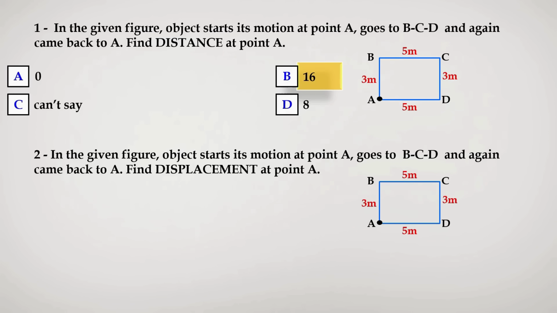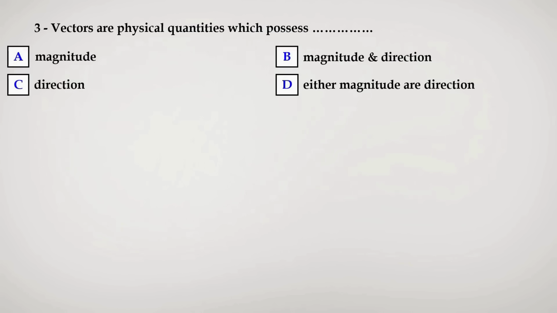Question 3. Vectors are physical quantities which possess dash. Let us recall the definition of a vector quantity. A vector quantity must have both magnitude and direction. Magnitude tells us how much, and direction tells us which way. If either one is missing, the quantity cannot be a vector. Therefore, the correct answer is option B, magnitude and direction.